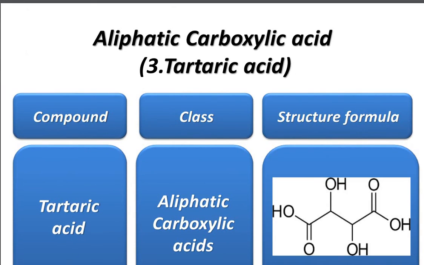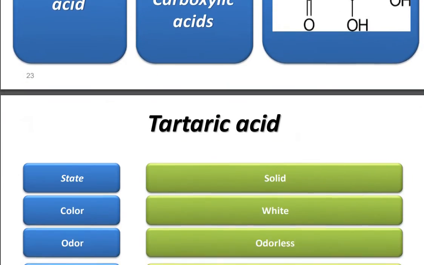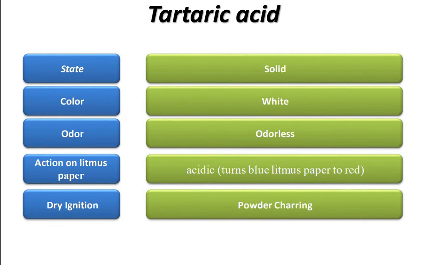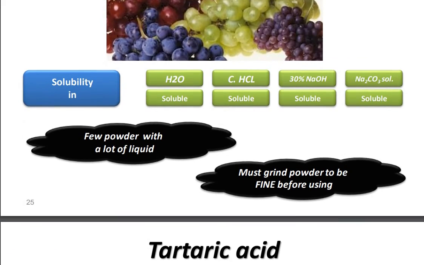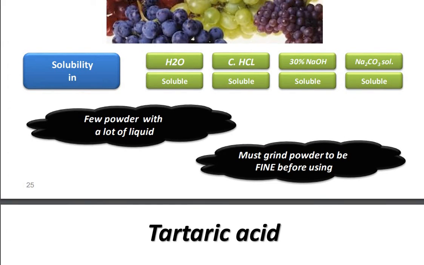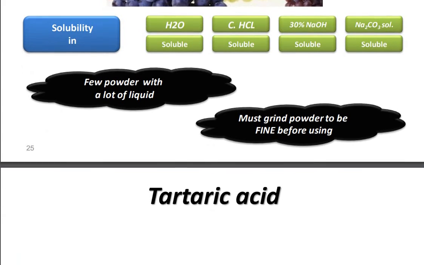Now, aliphatic carboxylic acid, tartaric acid. The compound tartaric acid, class aliphatic carboxylic acid, structure you can see here. Now, tartaric acid: state solid, color white, odorless, action on litmus paper acidic, turns blue litmus paper to red, and dry ignition powder charring. Now, tartaric acid solubility: in water soluble, in chloroform, hydrochloric acid soluble, 30% sodium hydroxide soluble, and sodium bicarbonate solution soluble. So few powder with a lot of liquids, and must grind powder to fine before using.